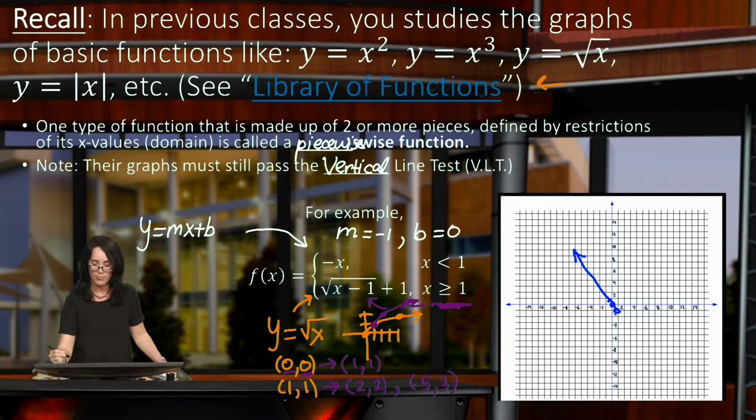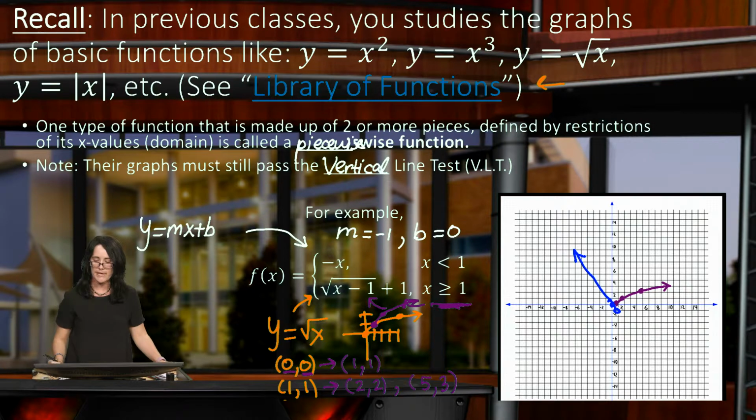So let's plot our points here. At 1, we're at 1, so that's going to be somewhere around here. At 2, we're at 2, so an x of 2 is a y of 2. So let's see, somewhere around here. And at x equals 5, we should be at y equals 3, so somewhere around here. So our graph is looking something like that. It should look like half a parabola on its side.